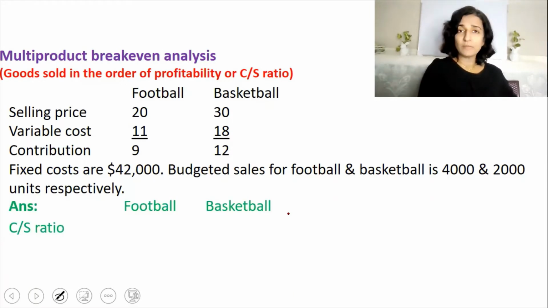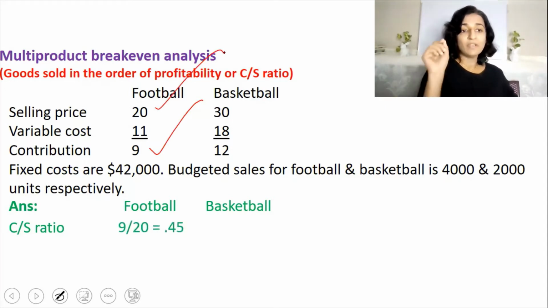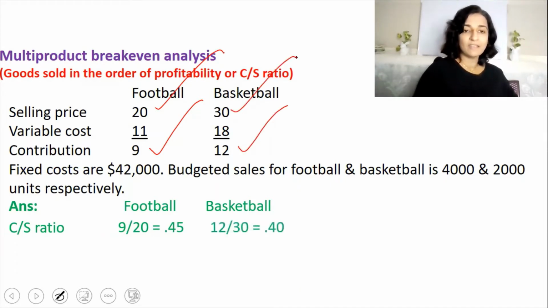What is the formula for C/S ratio? It is contribution divided by sales. So for football, it is 9 divided by 20, giving a C/S ratio of 45% or 0.45. Now coming to basketball, it is 12 divided by 30, giving a C/S ratio of 40% or 0.4. So which is a more profitable product? Definitely football. So it is better to sell football first because football has got a higher profitability.